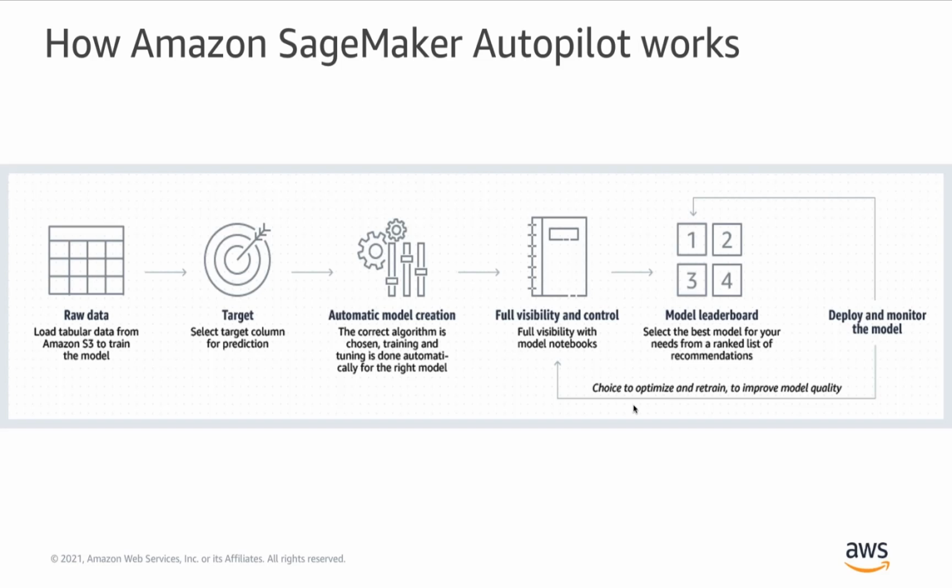It'll go through the model creation exercise of finding the algorithm, training and tuning, and get that done right so that you have the right model for your data set. Now, behind the scenes, of course, it'll do the split in terms of training data set and validation data set. But again, you get the visibility and transparency in terms of the notebooks, so you can understand what Autopilot did. But you don't really have to manage any of these pieces. Finally, the output of Autopilot is this leaderboard, or the model leaderboard, that allows you to find the best model for your needs and then deploy that.